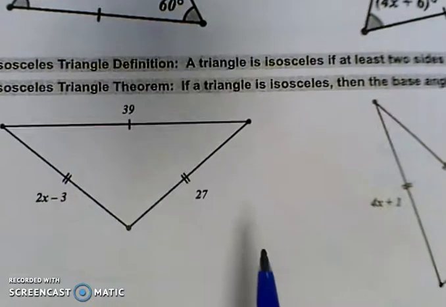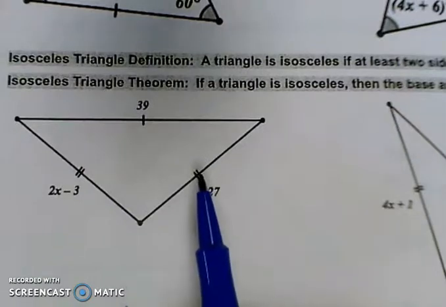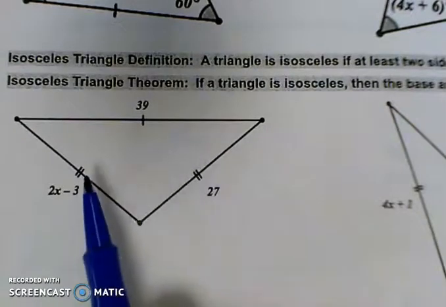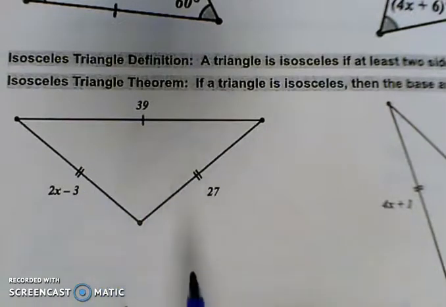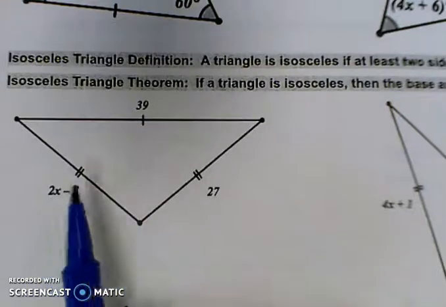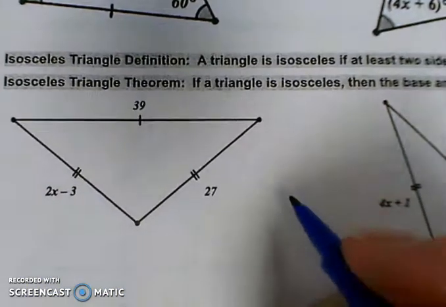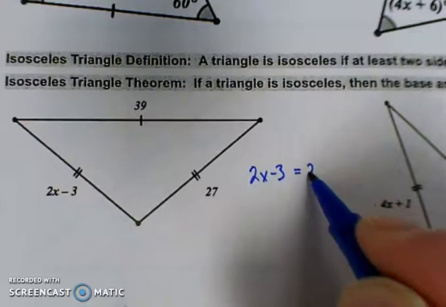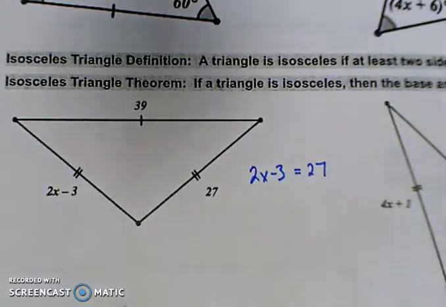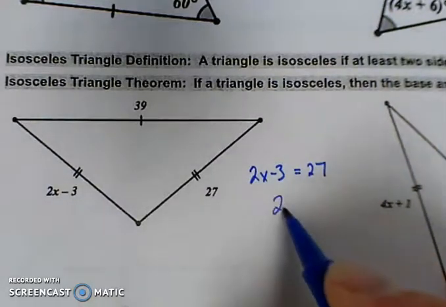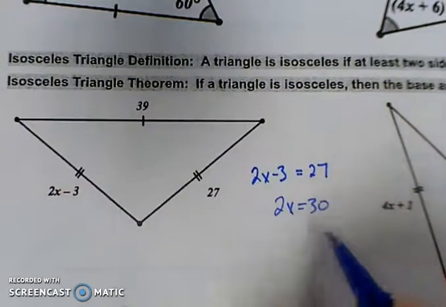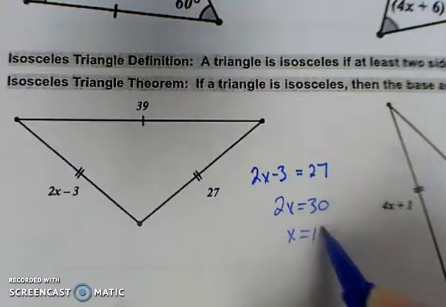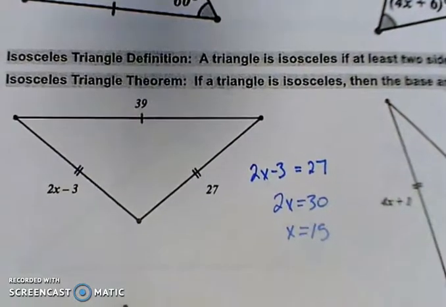Here's an example of an isosceles triangle. It's marked with these two pieces. This double marks mean that they're equal. I know it's isosceles with that, so I can just simply write out an expression that says 2x minus 3 has to equal 27. From there, it's algebra. Add 3 to both sides. 2x equals 30, and x must be 15. So that's using the definition of an isosceles triangle, knowing that these two legs are congruent.